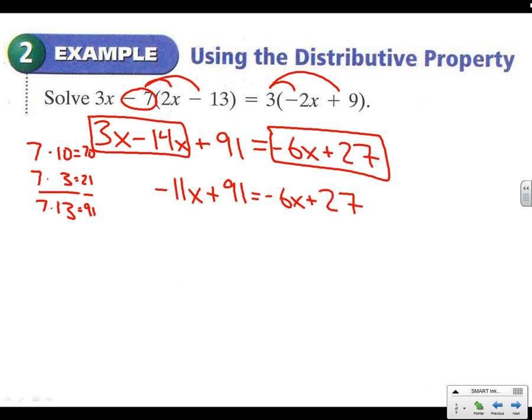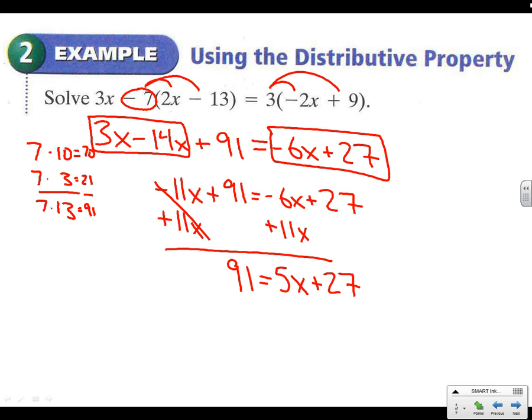And so let's figure out which one is smaller of the x's. Negative 11 is smaller than negative 6. So we're going to add that one. Try to cancel out the smaller one. This will cancel out. We'll have 91 equal to 5x plus 27. And now we need to get our x's by themselves, so let's cancel out the 27.